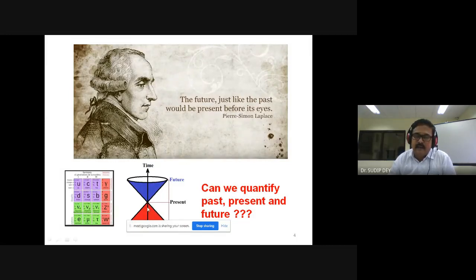Now, if you think of these two cones, at the point of intersection of these two cones, the red part is the past, and the future part is marked as blue. Now, the first question that comes to us is, can we quantify our present? Can we quantify the past? Or can we quantify the future?